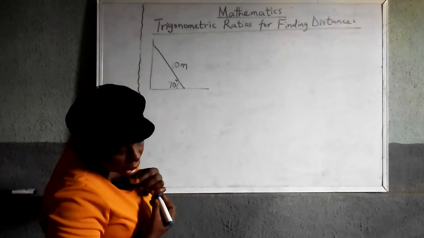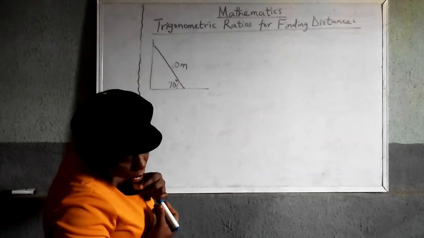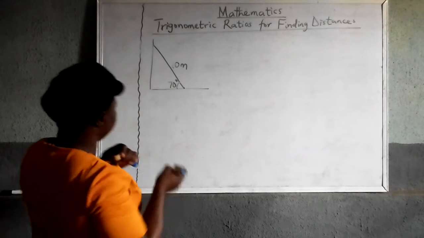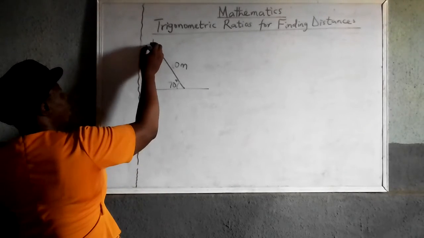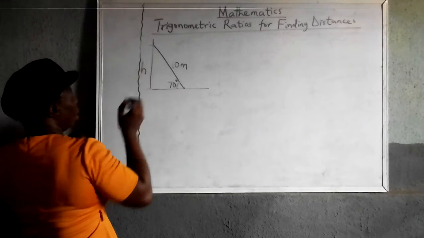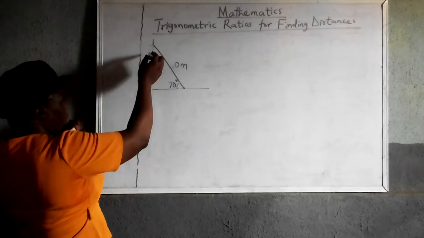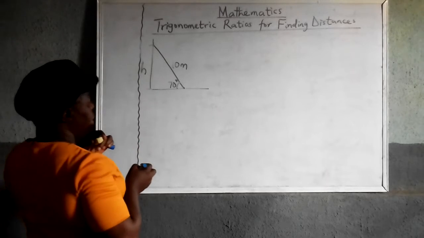The question is, how high up the wall does the ladder reach? That means we are looking for this side. We want to know the distance between this place and the ground. That is where the top of the ladder reaches and the ground.